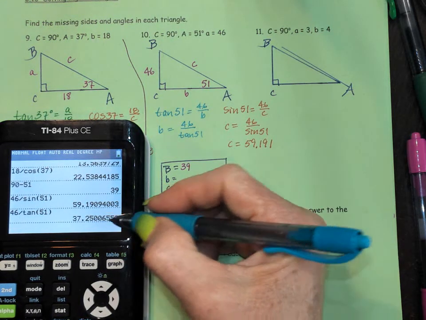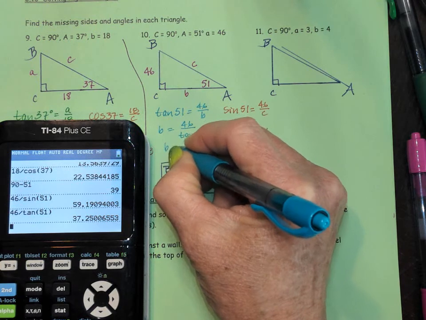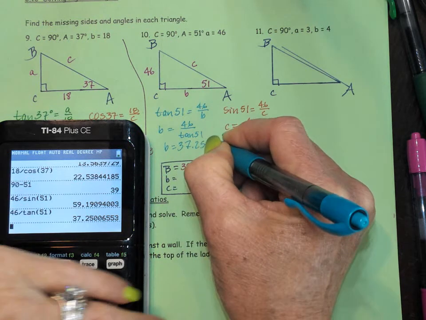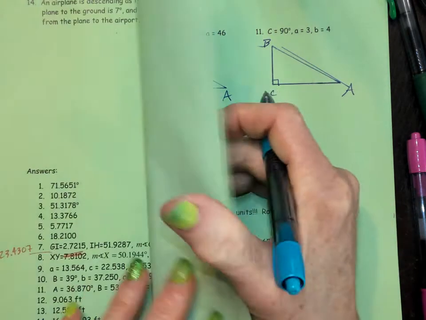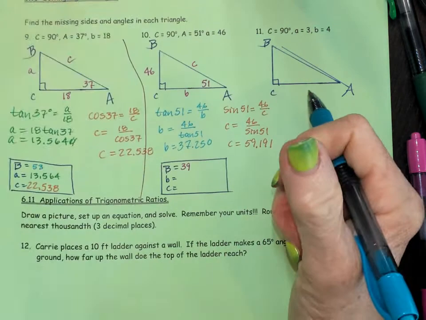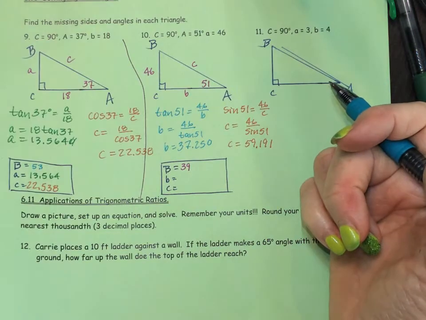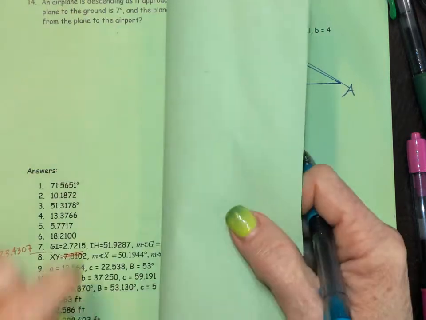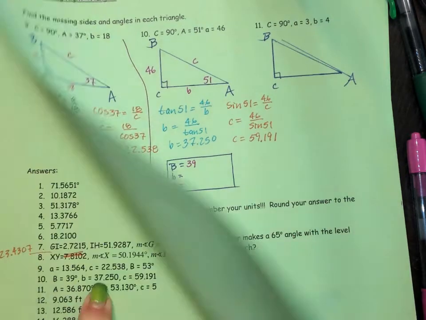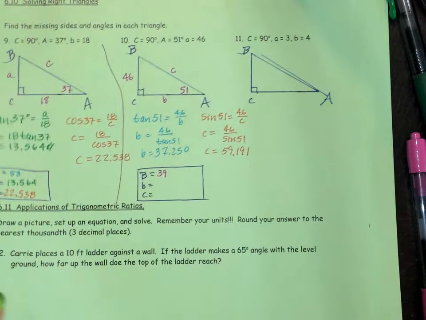is 37.250. Let me check. What number is this? 10. Angle B is 39. Side B, 37.250. Side C, 59.191. Yes.